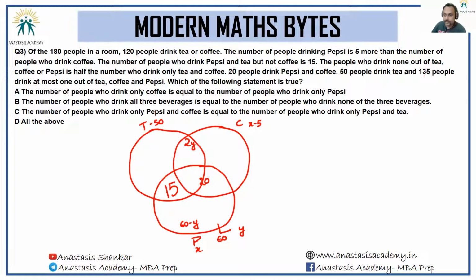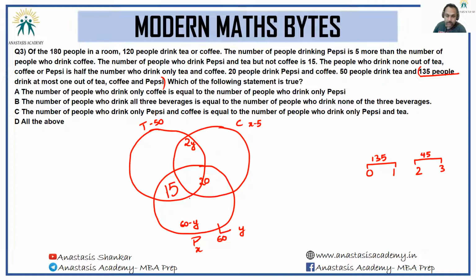135 people drink at most 1 out of tea, coffee, and Pepsi. This is an interesting piece of information, because when they say 135 people drink at most 1, people can either drink 0 drinks or 1 drink, or 2 drinks or 3 drinks. They're telling me these two groups add up to 135. So these two groups should together add up to 45. There should be 45 people who are drinking either 2 drinks or 3 drinks.